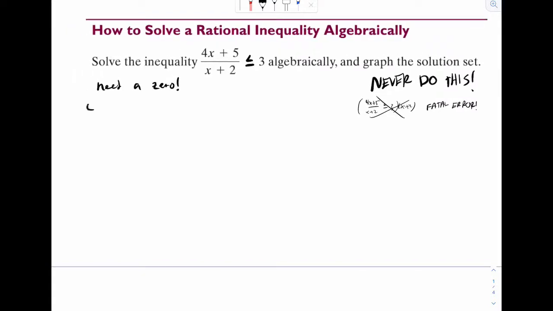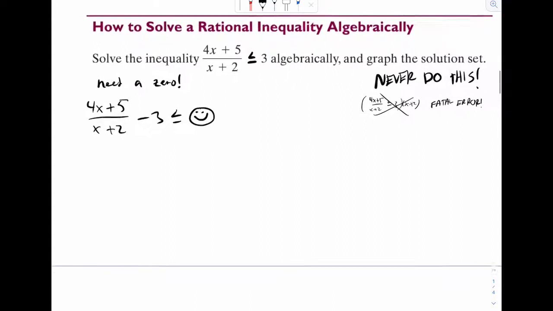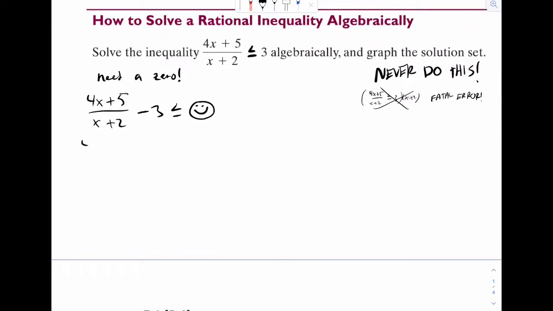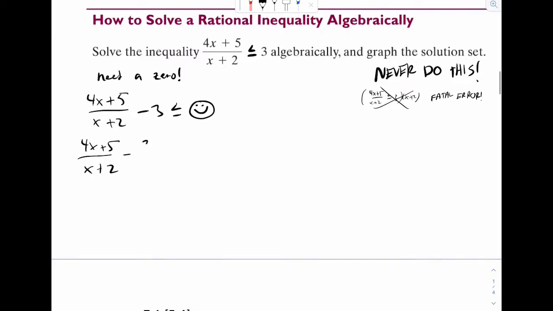So I'm going to subtract 3 from both sides, like that. Then put a happy face on your 0, because that means zeros are great. You love 0. From here, get the common denominator, so 4x plus 5 over x plus 2 minus 3x plus 6 over x plus 2. Let's put it together. So that is x minus 1 over x plus 2 greater than or equal to 0.